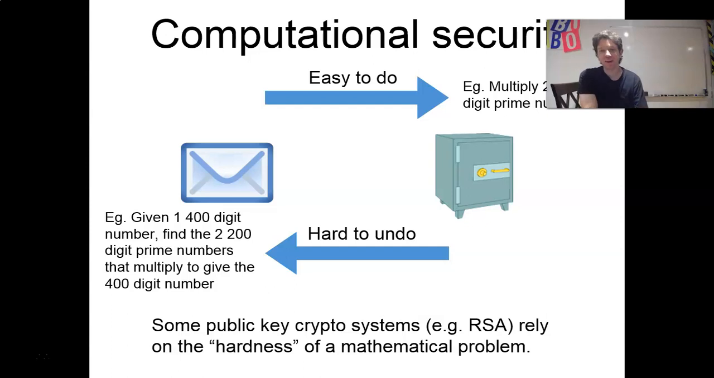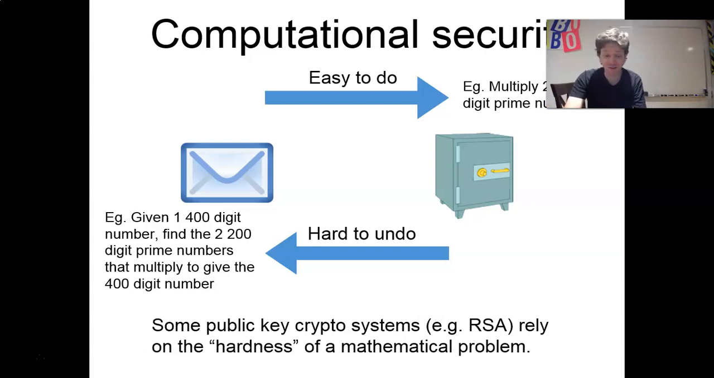So this is where computational security comes in. So when you do online banking, for example, if you're going to take a message and you're going to encrypt it, all you need to do is multiply two 200-digit prime numbers together. And that's fairly easy to do. Not in your head, but at least for a computer, it's fairly easy to do.